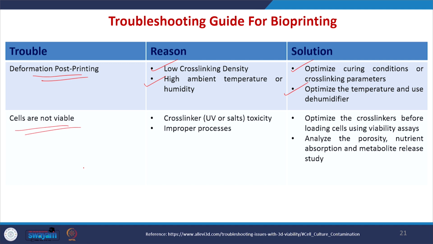Another problem is that cells are not viable after 3D printing. The reason may be cross-linker toxicity, so we have to check the toxicity of the cross-linker by using viability assays, or it may be due to an improper process. So, analyze the porosity, nutrient absorption and metabolite release to see whether the cells are viable after optimizing all these parameters. Let us see the role of nanomaterials in bioprinting.